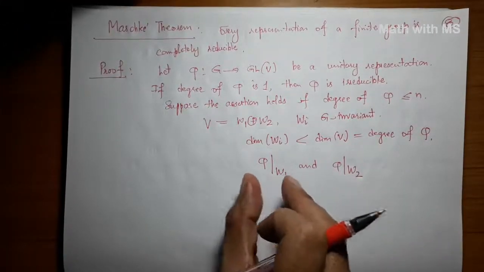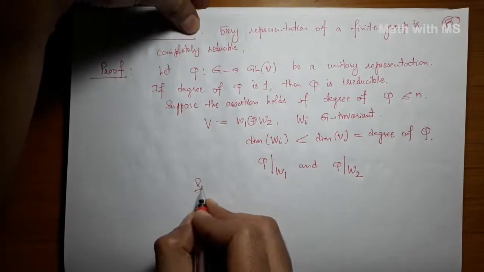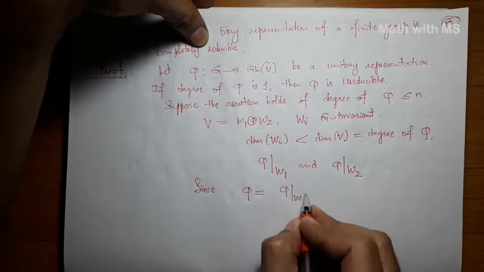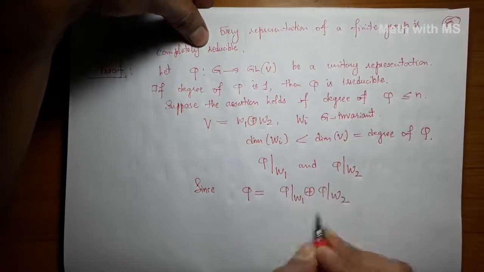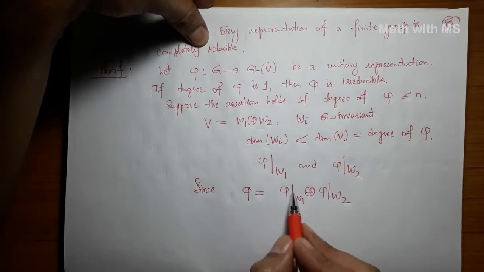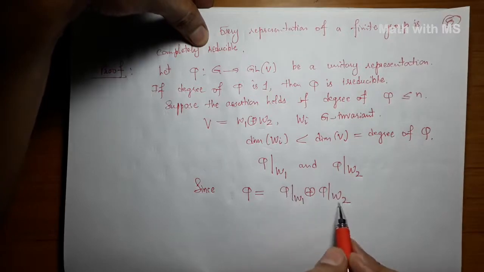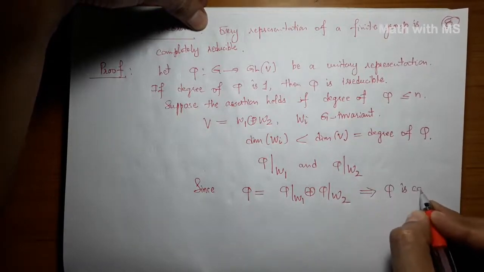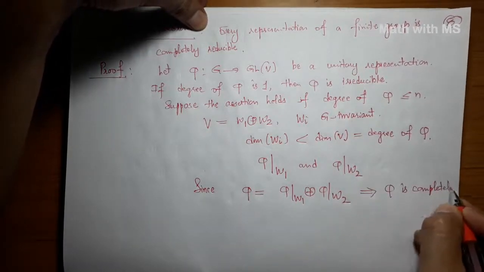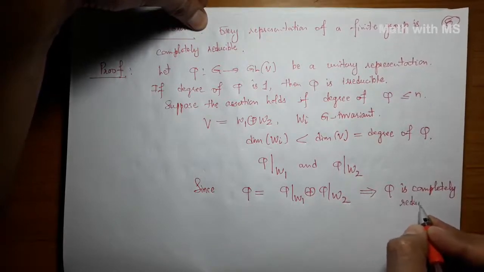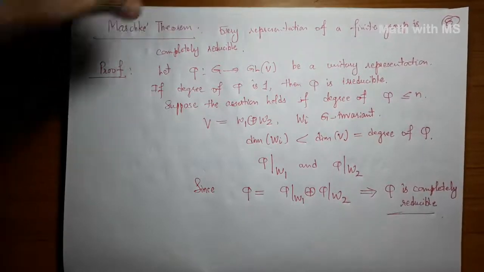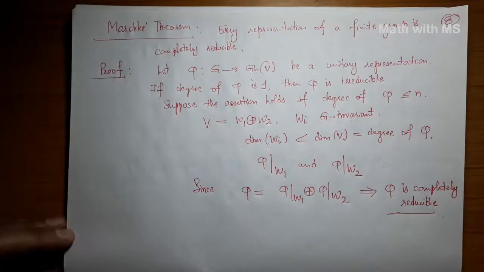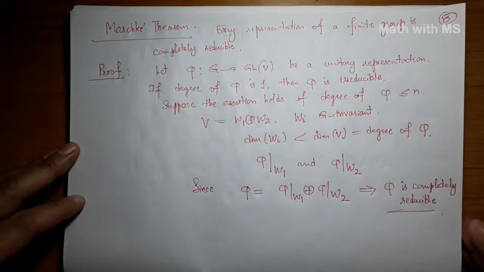They can be written as a direct sum of irreducibles. Since phi can be written as phi restricted to W1 direct sum phi restricted to W2, and each of these summands is completely reducible, this implies that phi is completely reducible. So this completes the proof of Maschke's theorem. I finish this lecture here.